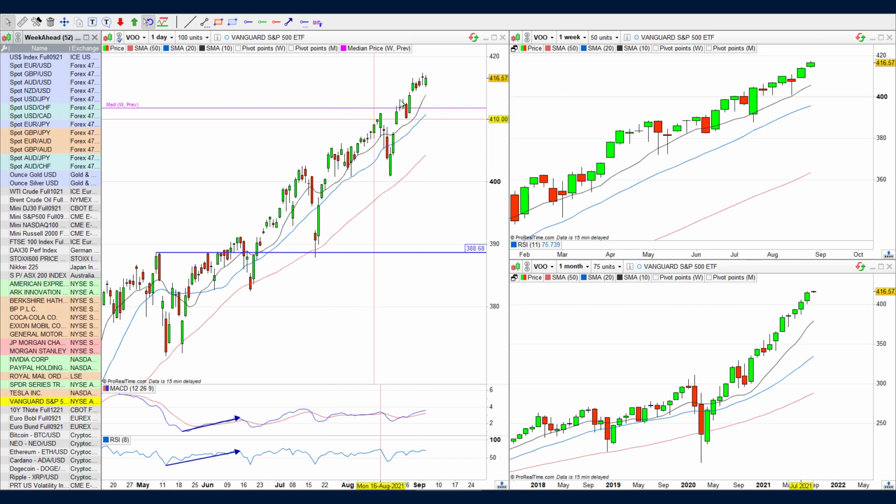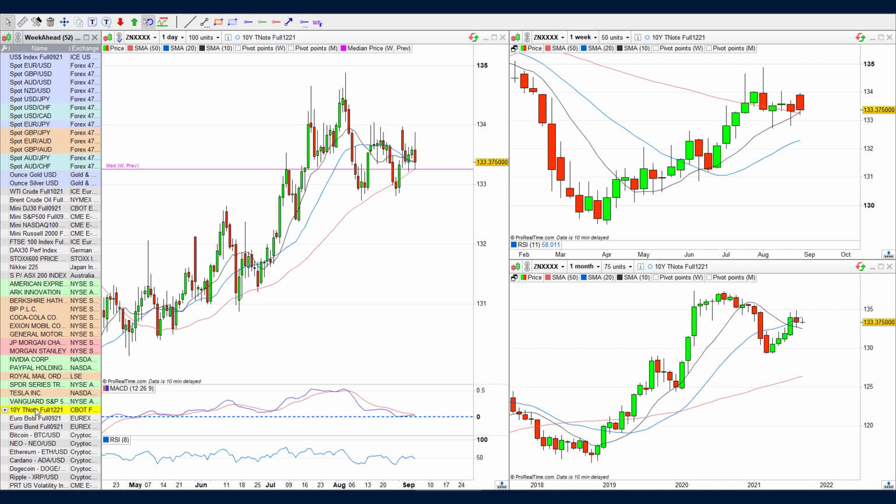There's no divergence. It looks nice and bullish, nice and healthy. Other than that monthly chart, there's no real reason why we should see a deeper correction. So I'd be very curious to see how this goes if we do ultimately get that. But Vanguard looking fantastic. Right, so moving on to the bonds.